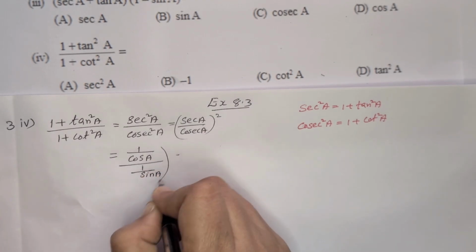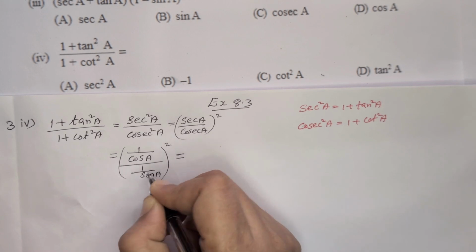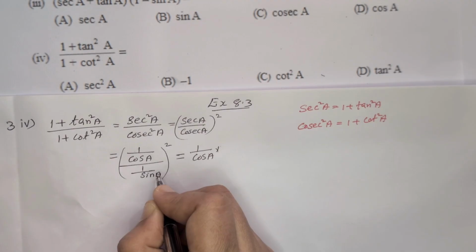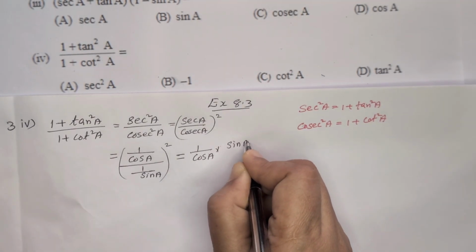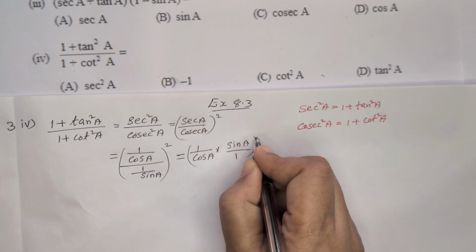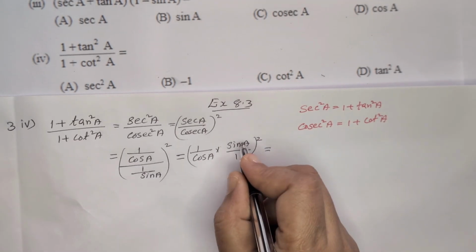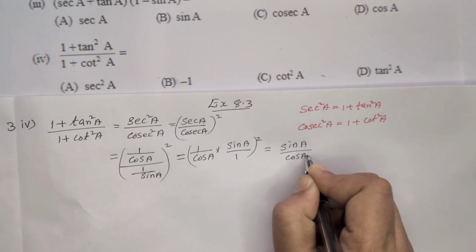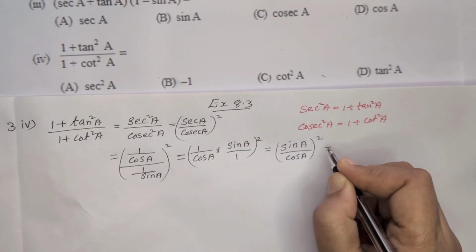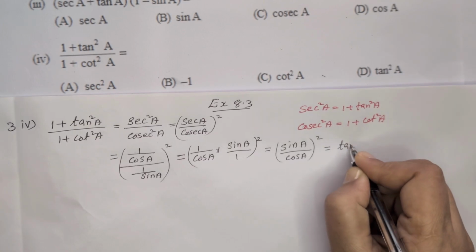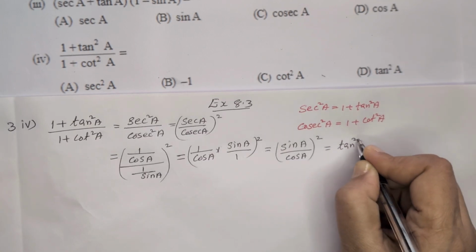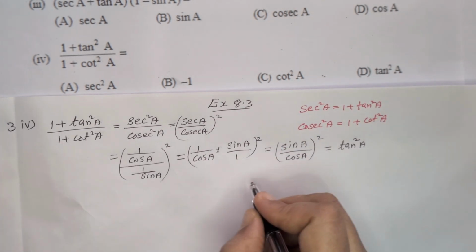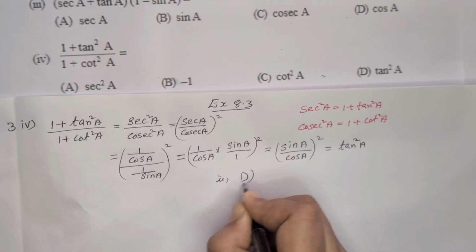So when we are taking the reciprocal of the denominator, numerator as 1 by cos A and reciprocal of the denominator, that means sin A by 1, the whole square, which is equal to sin A by cos A, the whole square. Now sin A by cos A means what? Tan A the whole square, which means tan square A. Now look at the options. D is tan square A, that means option D is correct.